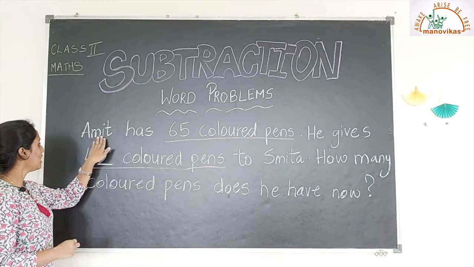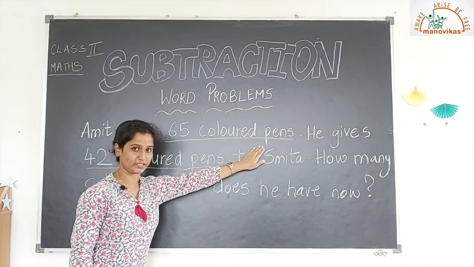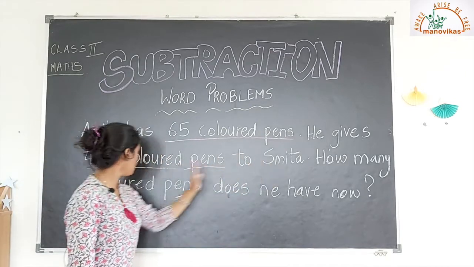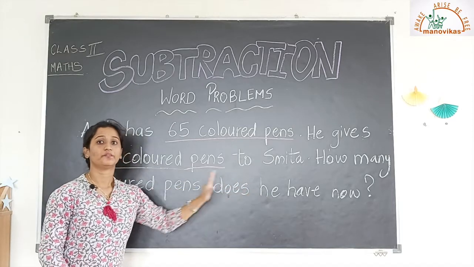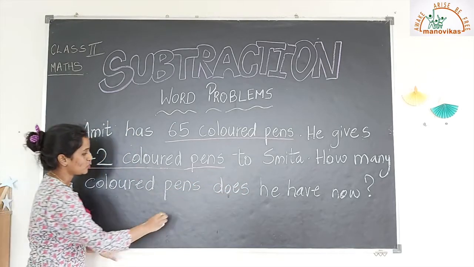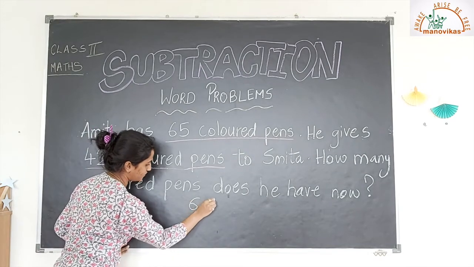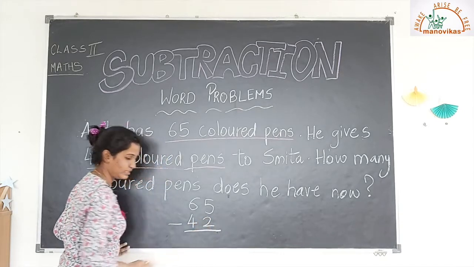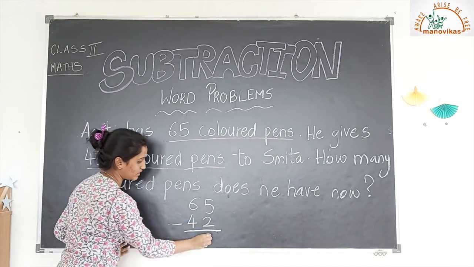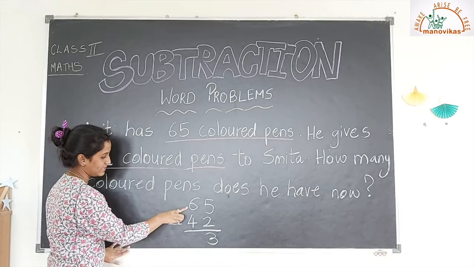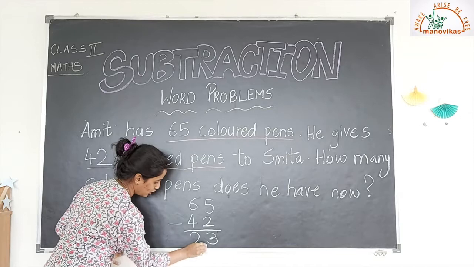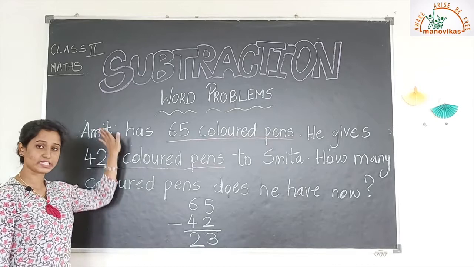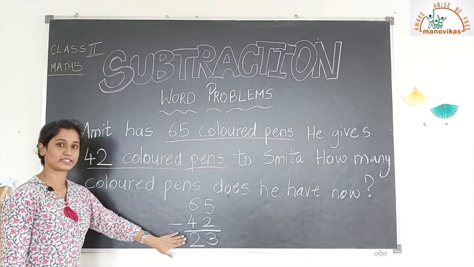Next example, Amit has 65 colored pens. He gives 42 colored pens to Smita. How many colored pens does he have now? We need to find the difference between the two. So we need to do 65 minus 42. Yes. So 5 minus 2 gives us 3. 6 minus 4 gives us 2. So the difference is 23. So Amit is left with only 23 pens.